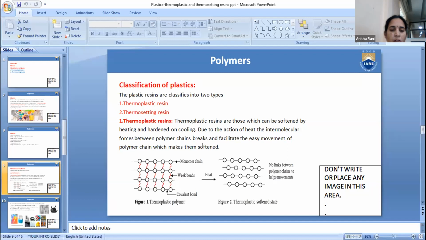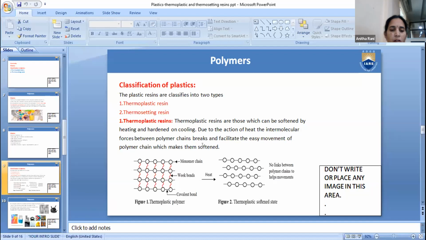As we discussed the types of polymerization, we completed that. So we are discussing the classification of plastics. There are two types of plastics: thermoplastic resins and thermosetting resins.